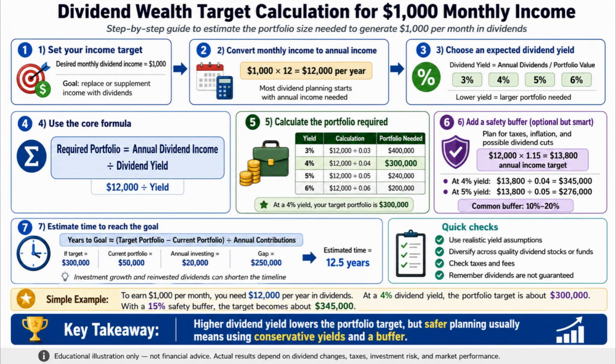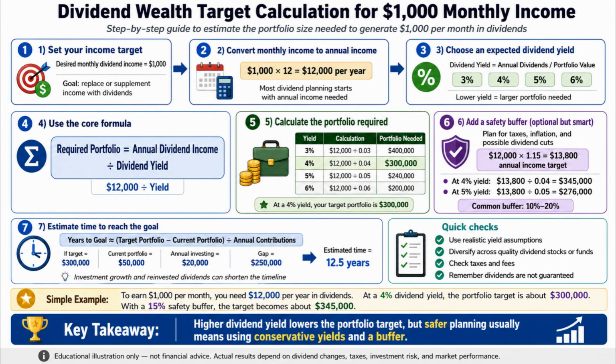In addition, investment growth and reinvested dividends may shorten the timeline. But market changes, taxes, lower returns, or dividend reductions can also affect the result. That is why this calculation should be used as a planning guide, not as a guarantee.